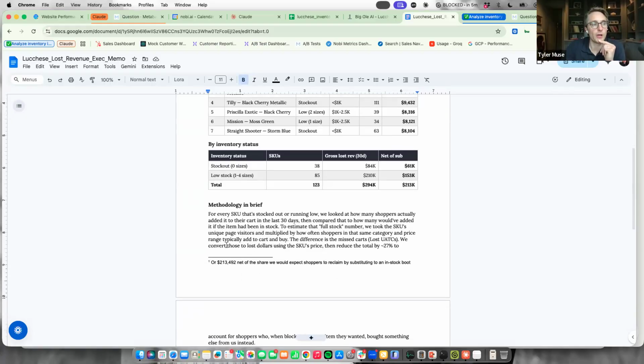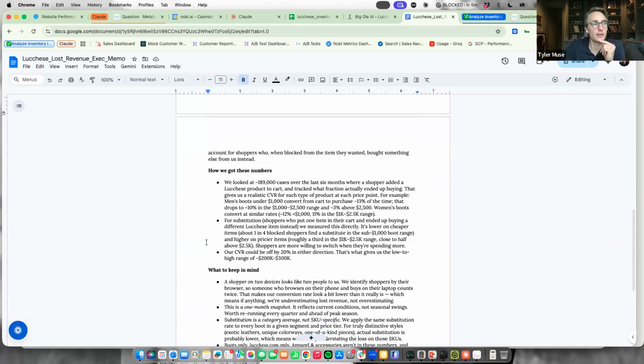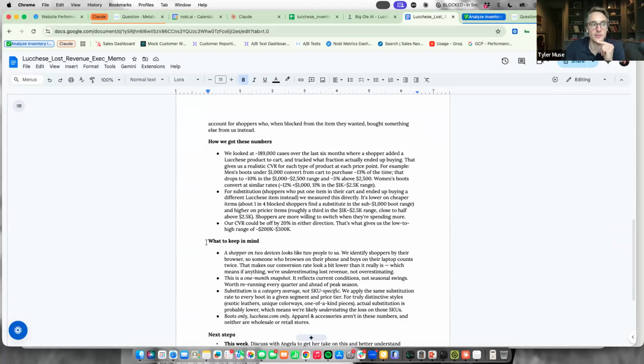Here's the methodology. Here's how we went about calculating this. And then given that methodology, here's how we got these numbers. And so now I've gotten this in front of an executive on their team. She's digesting it. We're going to set up time to talk through it. But this went from like, hey, maybe this is an issue.